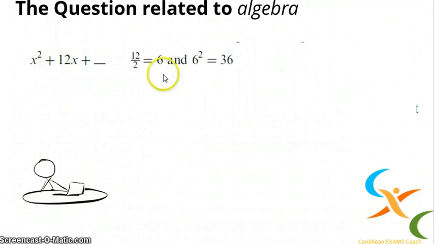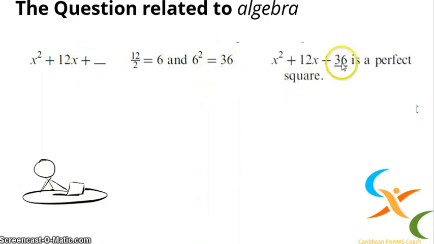Let's see. The term that goes here is half of the middle term, the coefficient in front of the x, the variable x. So divide 12 by 2, you get 6, and you get 6 squared. So the 36 completes the square, is a perfect square. Did you get that?